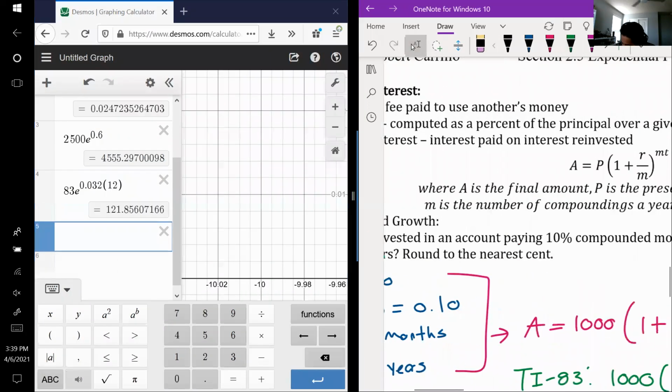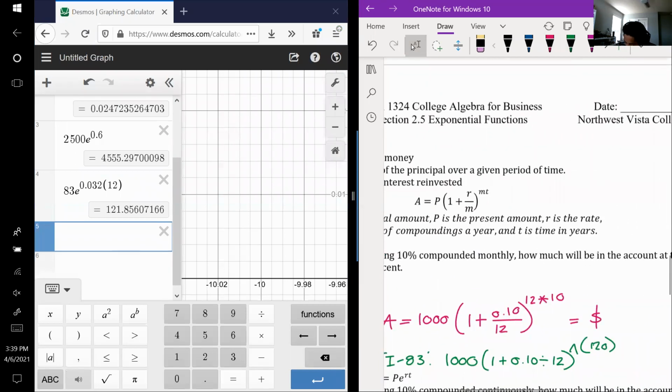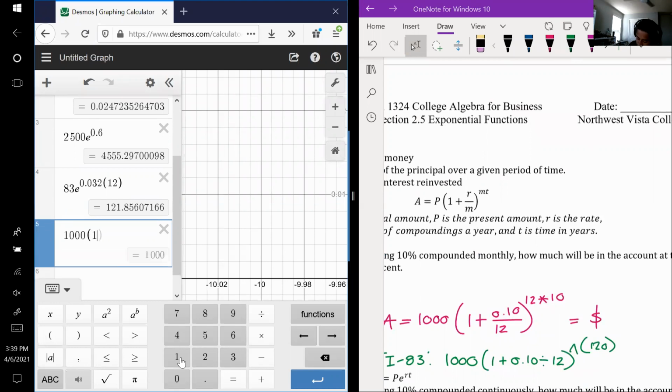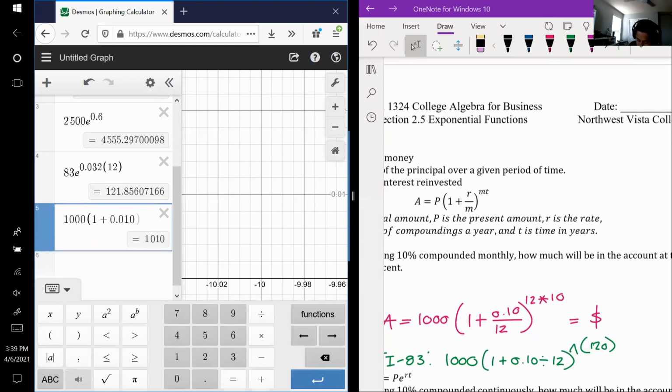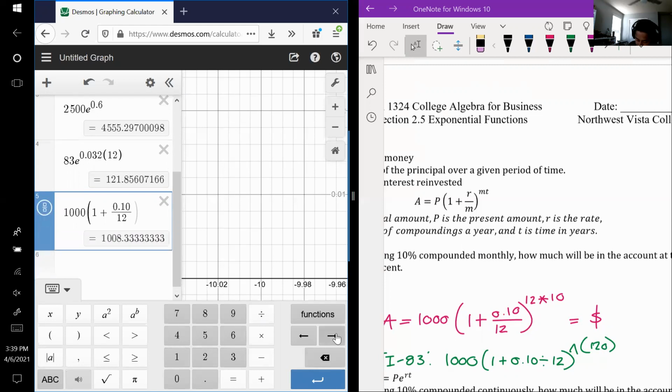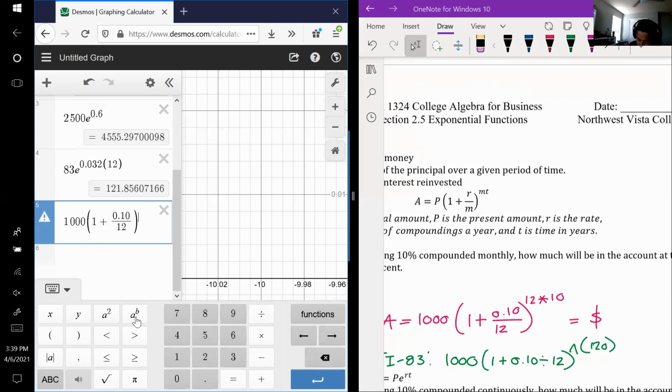All right, so I'm typing this in. So 1,000 times 1 plus 0.10. Oh, too many zeros. 0.10 divide 12, all raised to the 120. Or I could even say 12 times 10. Oh, not there. Keep it as an exponent. Maybe it's better just to type 120 then.